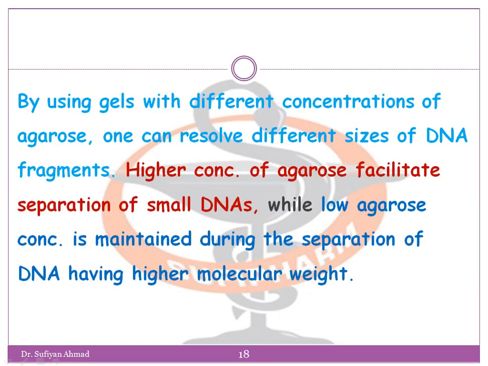By using gels with different concentrations of agarose, one can resolve different sizes of DNA fragments. A higher concentration of agarose facilitates separation of small DNA, while a low agarose concentration is maintained for the separation of DNA having higher molecular weight. It is typically used at a concentration of 0.5 to 2%.